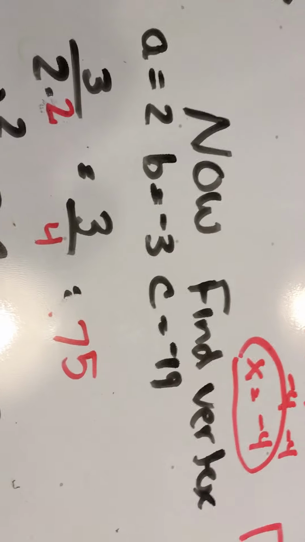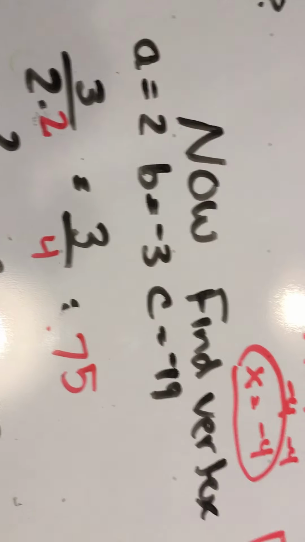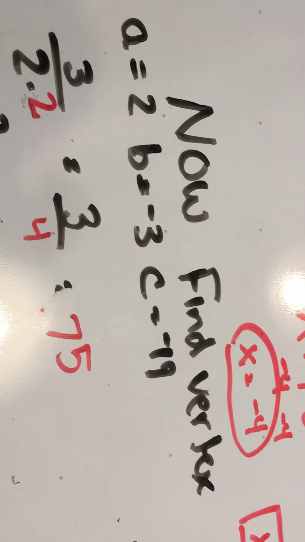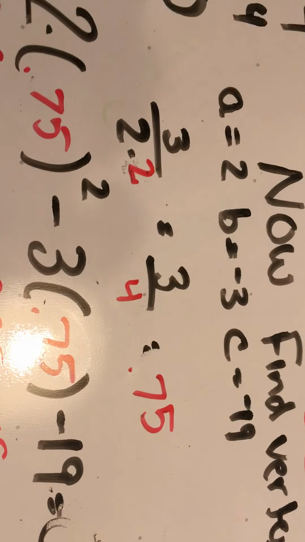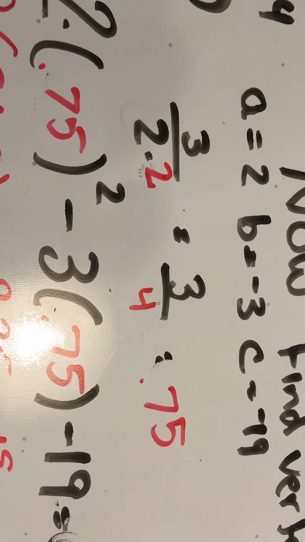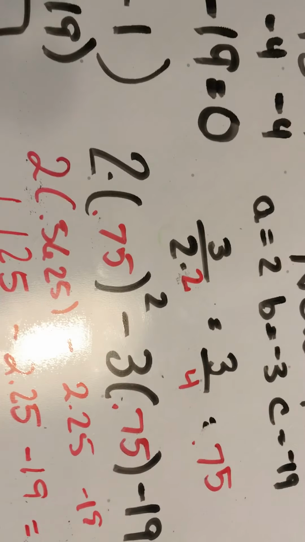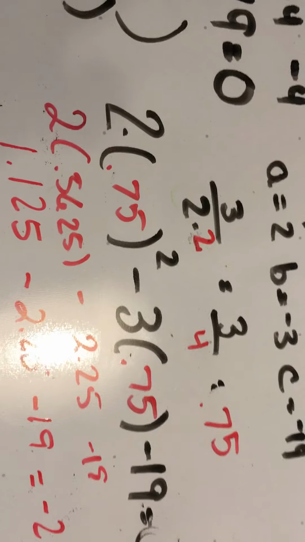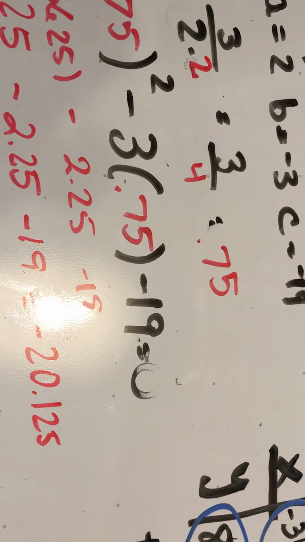Remember, a was 2, b is negative 3, c is negative 19. c is negative 19 because we had to bring that negative 4 over from the other side. The opposite of b, 3, over 2 times our a term, which is 2, gives us 3 over 4, which is 0.75. So then we do 2 times 0.75 squared minus 3 times 0.75 minus 19.